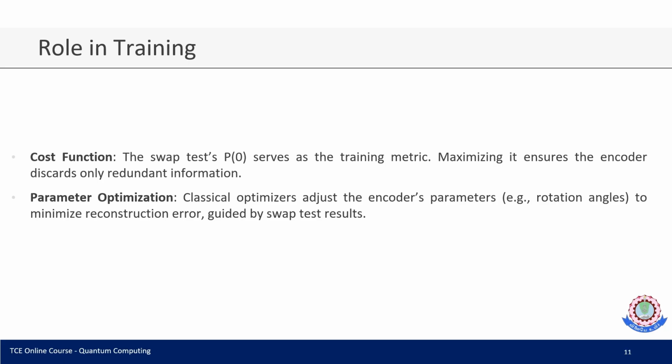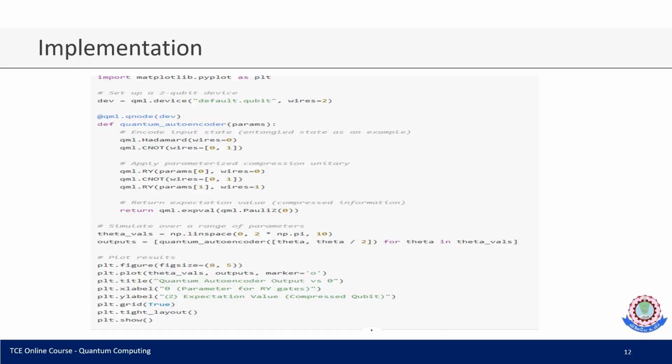So what is the cost function here? The swap test P of 0 serves as a training metric. Maximizing it ensures the encoder discards only the redundant information. The next is parameter optimization. Here, classical optimizers adjust the encoder's parameters to minimize the reconstruction error, guided by the swap test results.